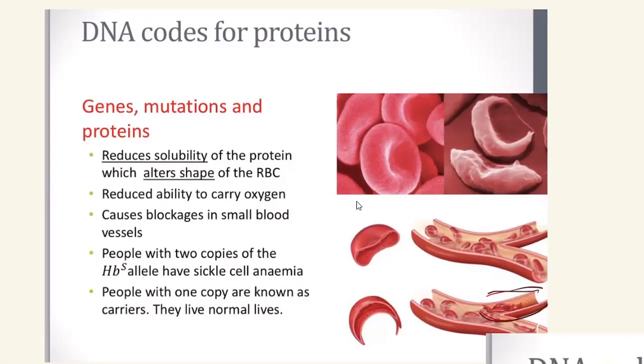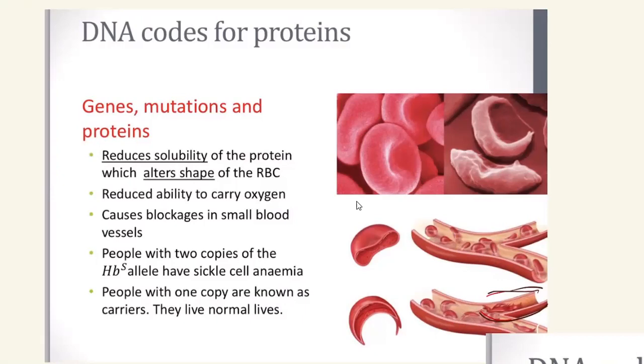Ahmad, can I ask you a question? Yes, miss. Okay, so here it says that reduced solubility of the protein, as in the beta globin chain, alters the shape of the red blood cell, reduced ability to carry oxygen. Why do you think that a sickle-shaped red blood cell has a reduced ability to carry oxygen? Because the biconcave shape has more dense material so that it can absorb more oxygen, it can bind with more oxygen, whereas the sickle cell shape is thin, so I guess it binds with less oxygen.